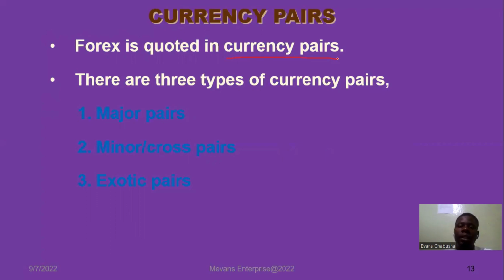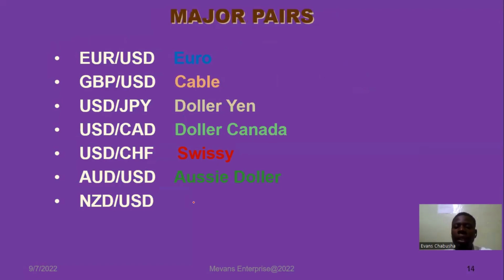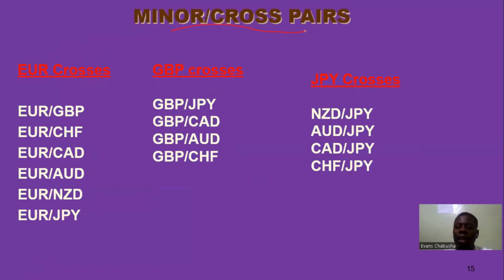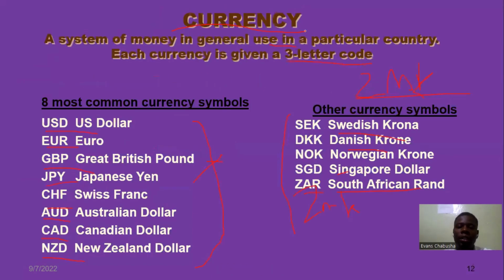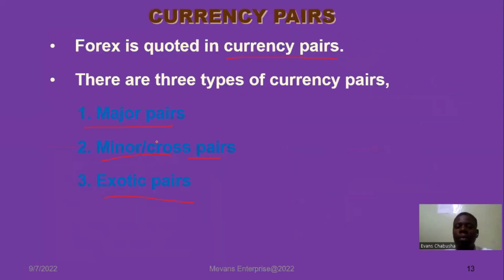So it comes in pairs, and there are basically three types of currency pairs that we have: the major pairs, the minor pairs, which are also called the cross pairs, and the exotic pairs. So what are the major pairs? A major pair is any pair from this list of the commonest currencies that is paired with the US dollar. Any of these seven, if they are paired with the US dollar, are called the major pairs.